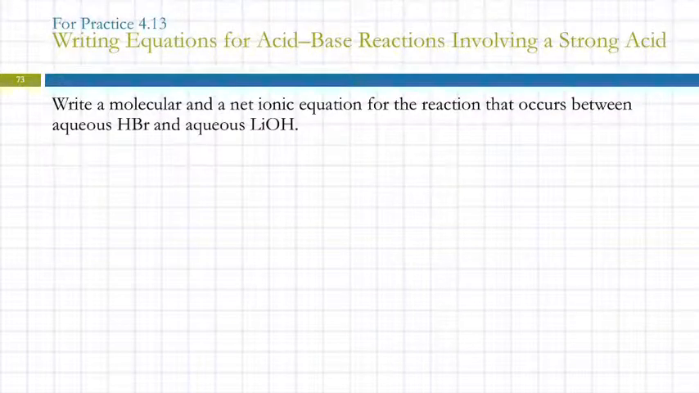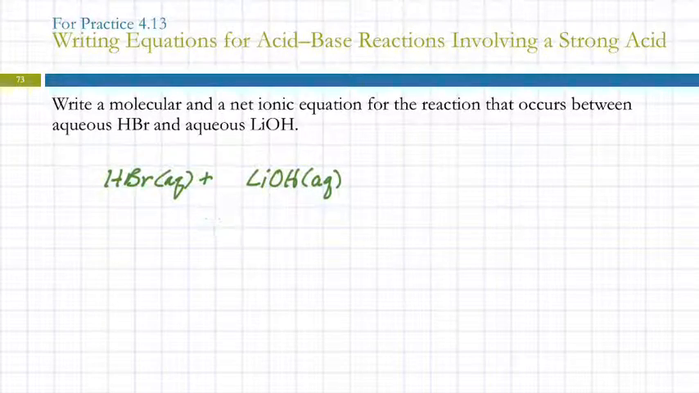Okay, so we're going to write a molecular equation and a net ionic equation for the reaction that occurs between aqueous HBr and aqueous LiOH. So this is going to go similarly to doing the precipitation reactions. We need to start out with the chemical formulas. Here they were given to us. So we have HBr, that's aqueous. And I have LiOH, also aqueous. I'm going to leave some space here in case I need a coefficient. And these are going to react.